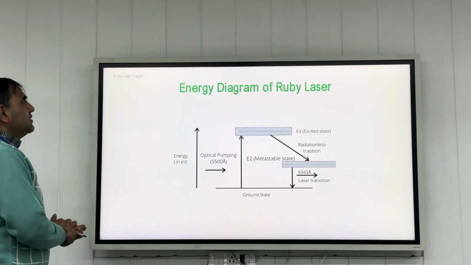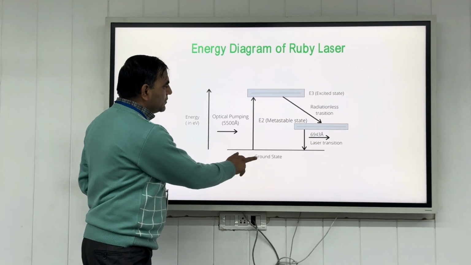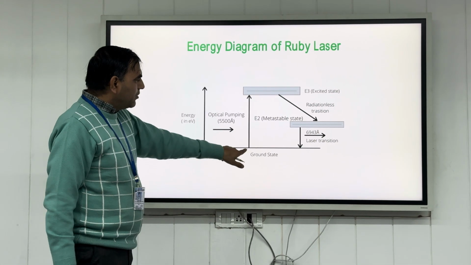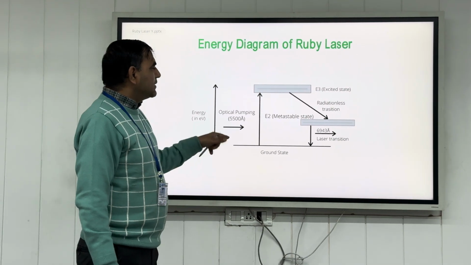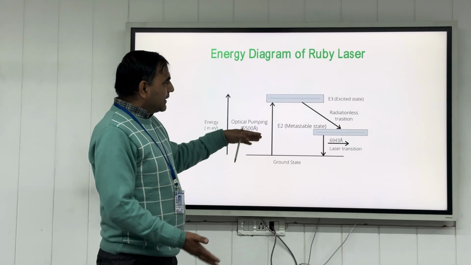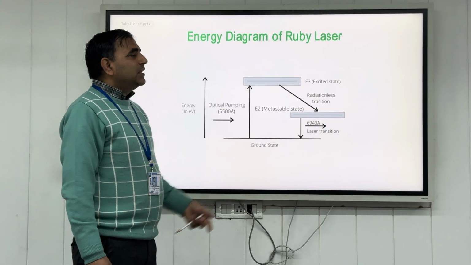So this is the energy diagram of the ruby laser. Here is the ground state, which we can also call the E1 ground state, and this is the E2 state. The E2 state is a metastable state, which is also a high energy state. And this is the highest energy state, which we can call E3.